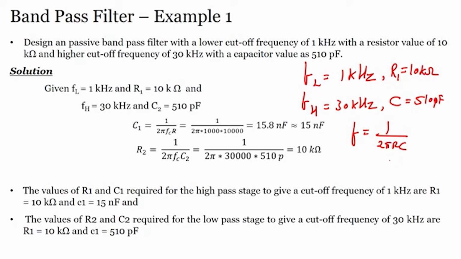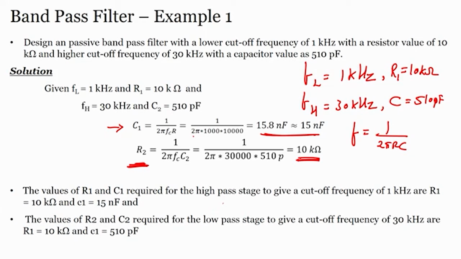That means if I substitute the values, I will have capacitor C1 equals 1 upon 2 pi FC R, right. I have 2 pi into FC, which is my 1 kilohertz, into my R, which is 10 kilo ohm. Then I will have a value which is approximately 15.8 nanofarad or 15 nanofarad. If I use another formula which is 1 upon 2 pi RC, then R2 would be 10 kilo ohm, correct.